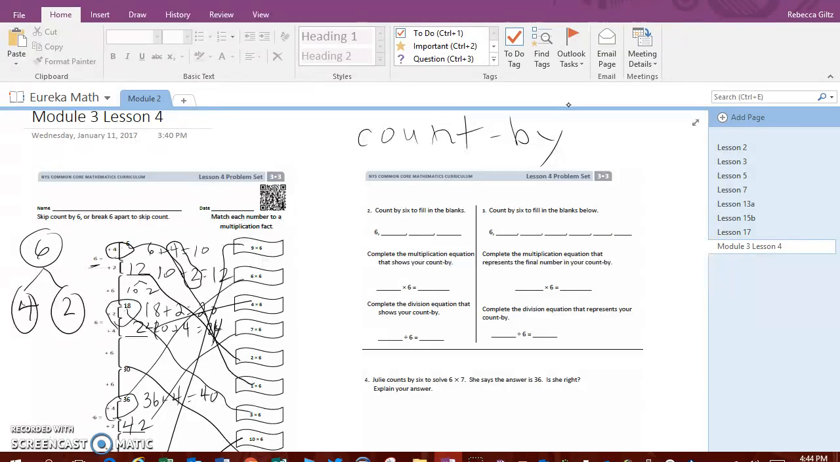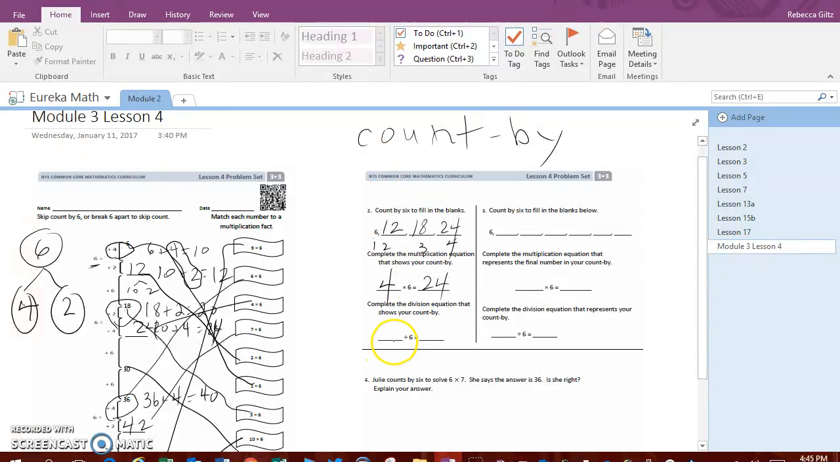Well, if you're practicing your 6s, you can do this by heart, but if you need to, you can turn to the other page of your problem set, or you can take out your multiplication chart from lesson 1, and you would get 6 and 12, 18, and 24. Complete the multiplication equation that shows your count by. Well, the first factor in a multiplication sentence is the number of groups. So this is 1, 2, 3, 4 groups. So it's 4 times 6, which is 24.